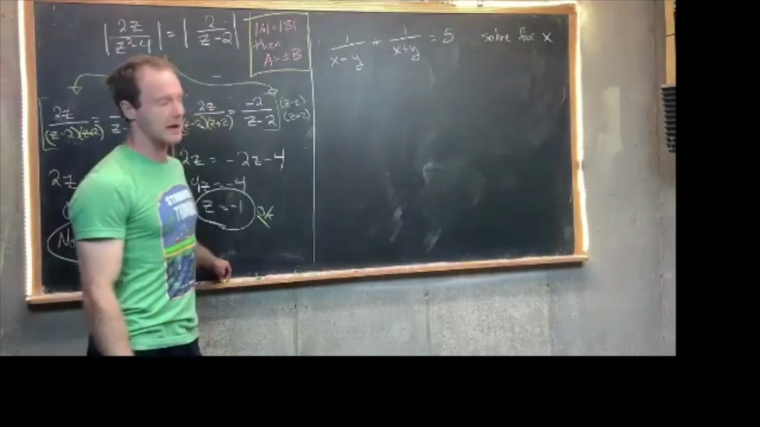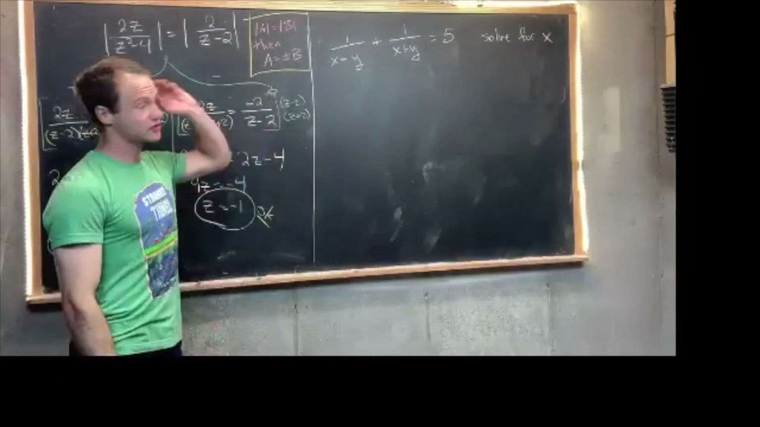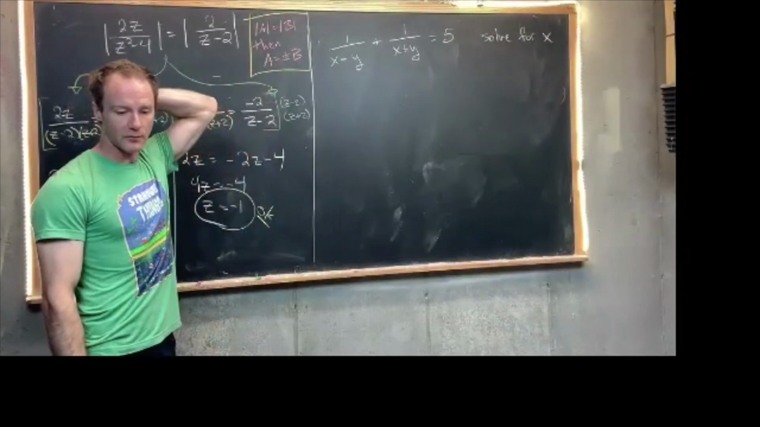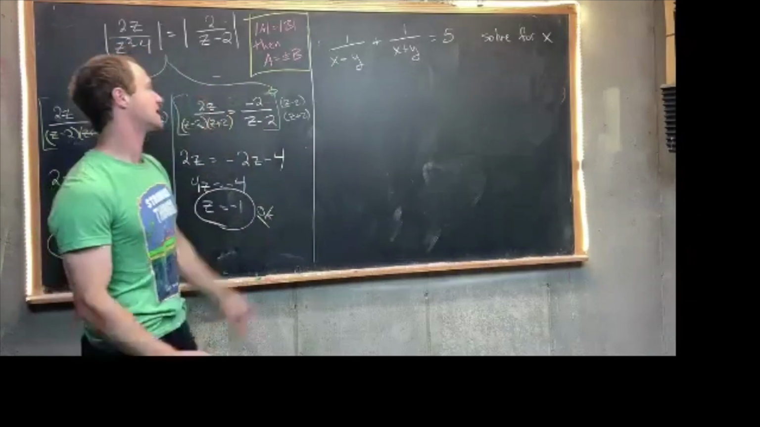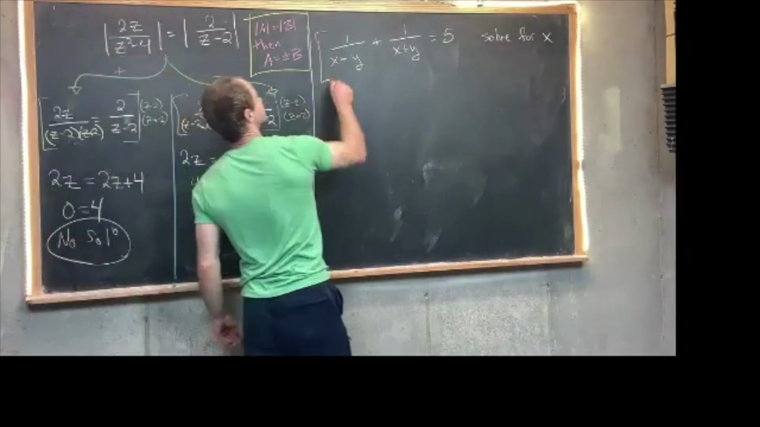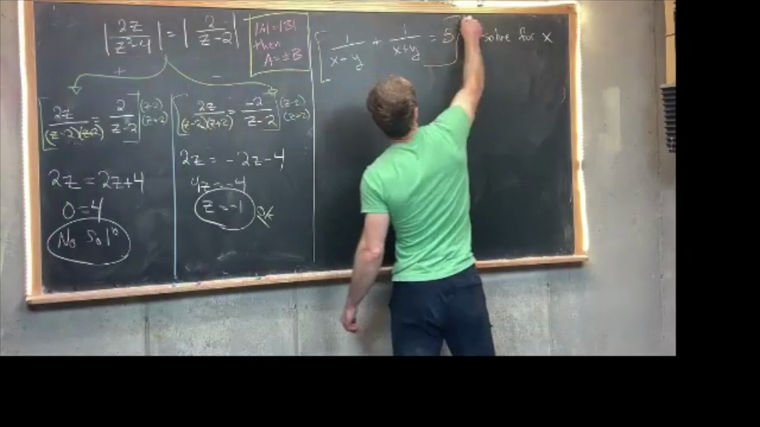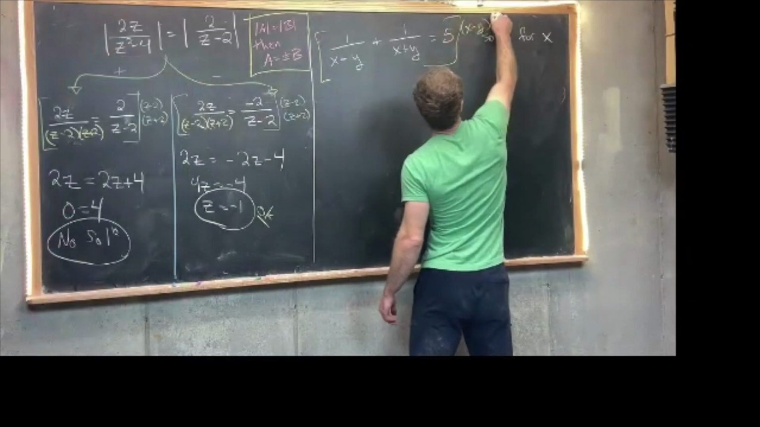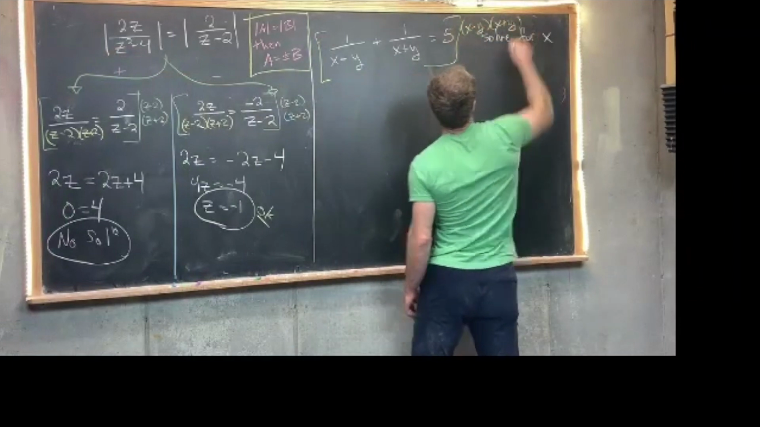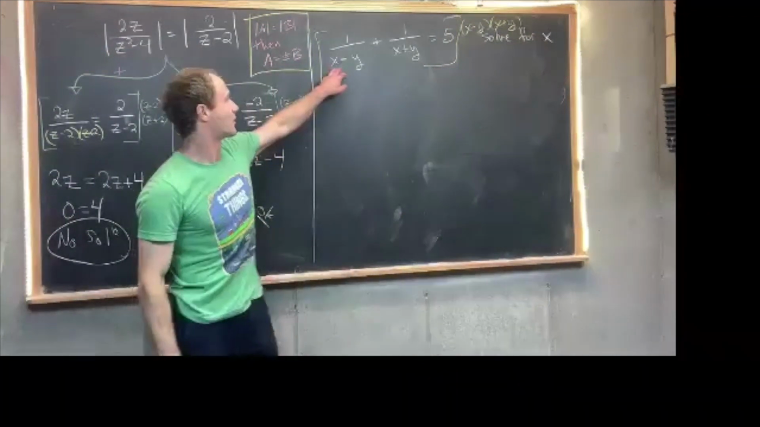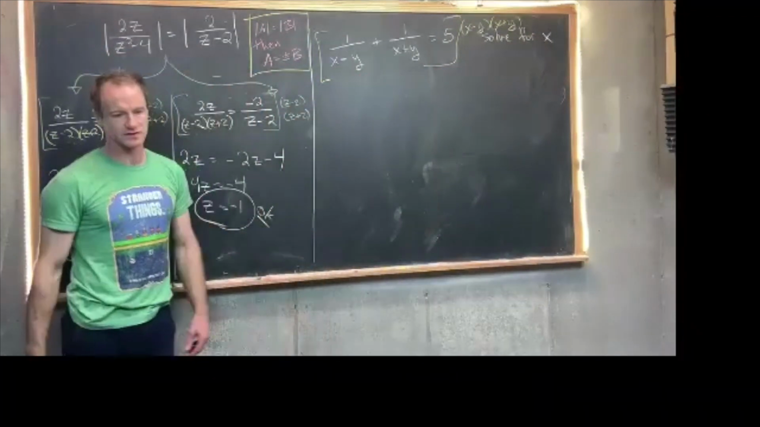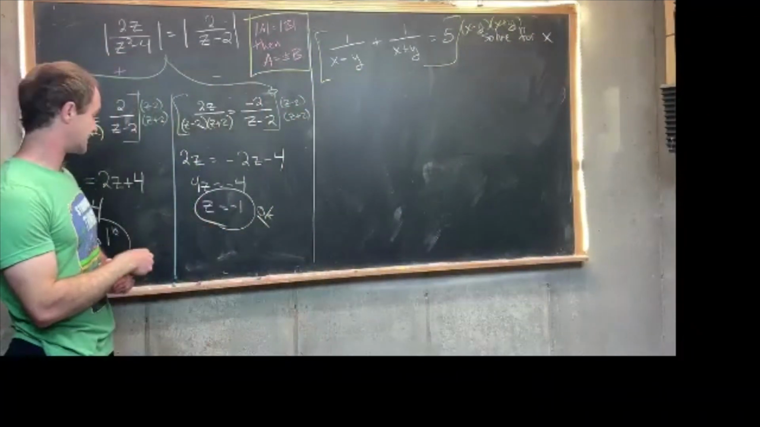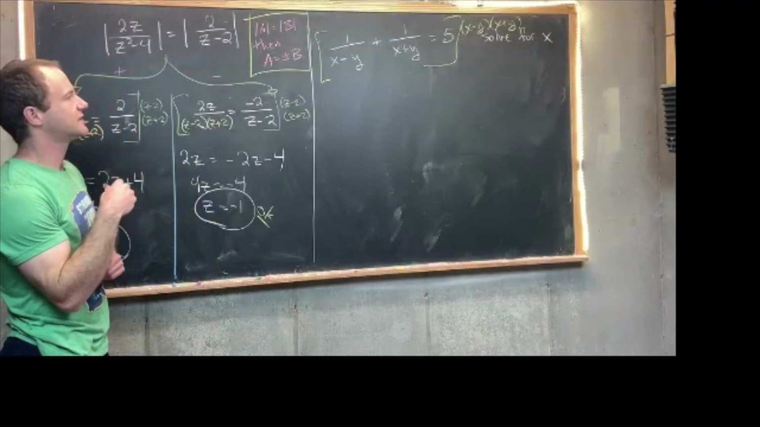variables. Okay, so we want to take the strategy that we did for one of the earlier problems, and that is multiply by something to kill the denominator. Notice, to kill the denominator here, the best thing that we can do is multiply by x minus y times x plus y, the product of these two denominators. That's as simple as we can get in this case.